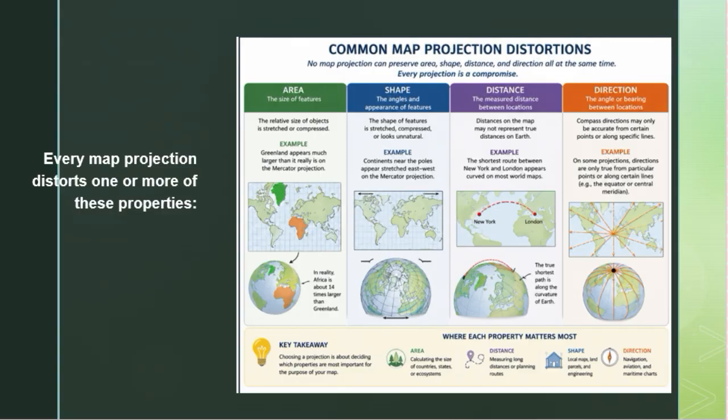And then the last distortion is direction. And so the compass direction may only be accurate from certain points or along specific lines. An example of this is on some projections, directions are only true from particular points or along certain lines, when in reality, that's not the case.